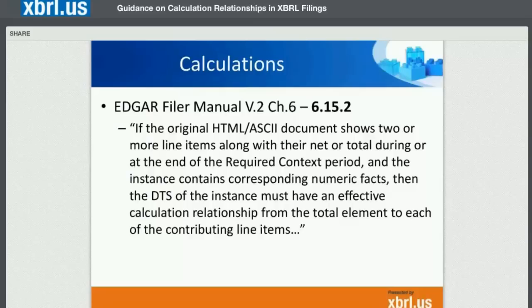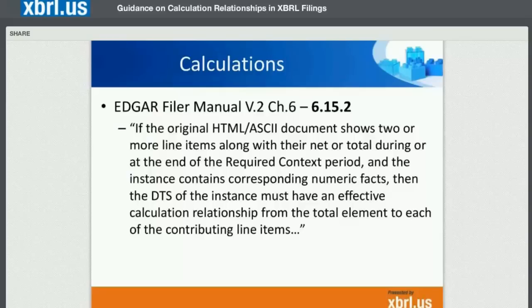Now, a required context is one that represents the periods being reported on, and they have no dimensions. In other words, for the calculations, we're talking about contexts that are either duration or instant and have the same end date as the required context. Anything outside those dates does not require a calculation. And thirdly, the instance document must contain corresponding numeric facts. If there are no numeric facts, then no calculation is required. And if two or more of those facts exist, along with a total or net, then a calculation is required.